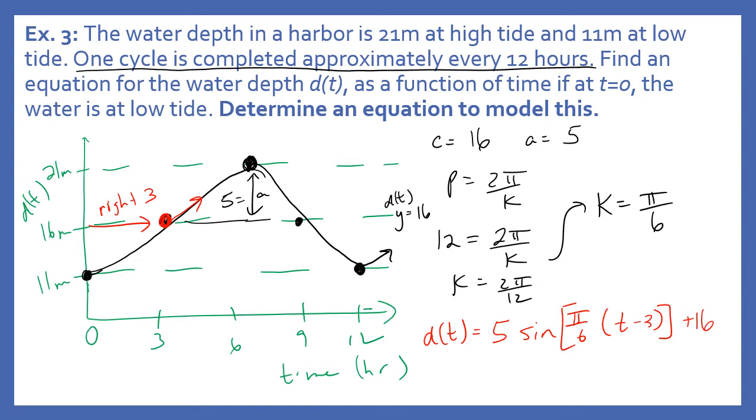I didn't ask a follow-up question to this, but I could say something like, what is the height at 10 hours? And you would make sure your calculator's in radians, and you would find d of 10, so put 10 in for t, and you would type that all in your calculator, and you'd get an answer. And you know that it should be between 11 and 16 meters high.